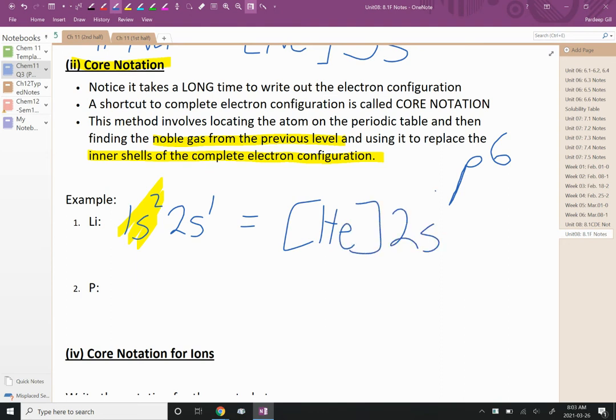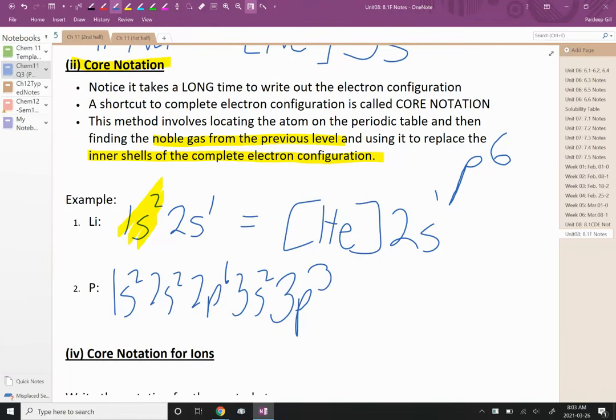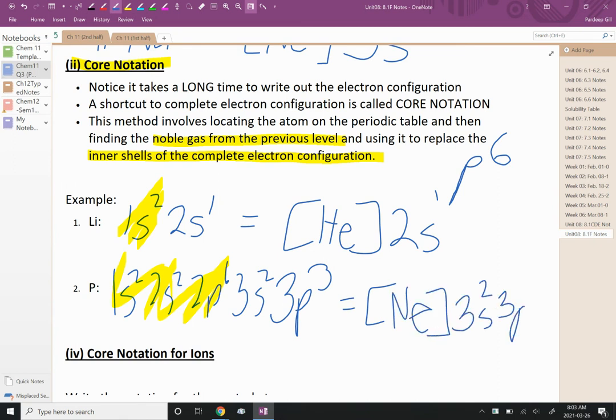And then 2s1. Okay. For phosphorus, now this is a good one because this one is quite the configuration. 1s2, 2s2, 2p6, 3s2, and then 3p, 1, 2, and 3. So what we're doing is we're looking for a p6 configuration, and here it is. And once again, that represents neon, so we're going to bracket that off. And then all of the extra electrons, or the valence electrons as we call them, would be written out.